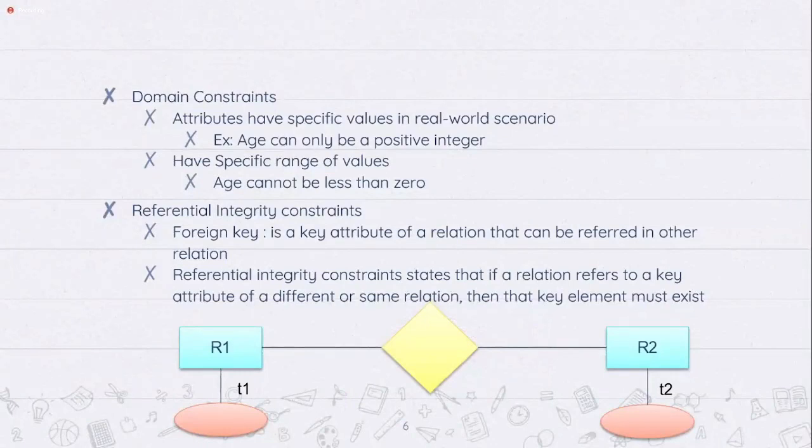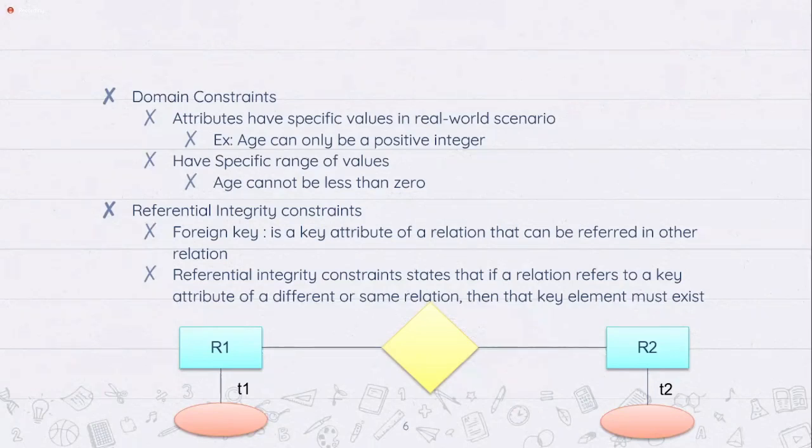Next one, domain constraints. Normally, attributes have some specific values in the real world scenario. Now let's discuss our mobile phone. It should be an integer, a number value, and there are only 10 numbers in our mobile phone. Likewise, some attributes have specific values.